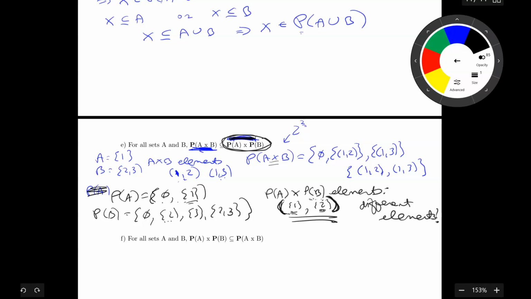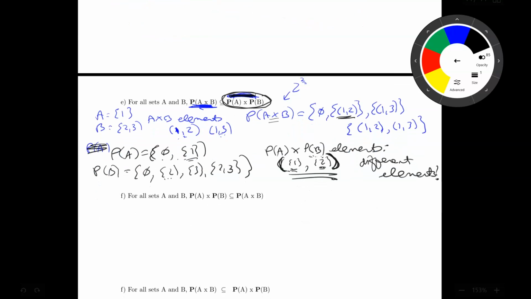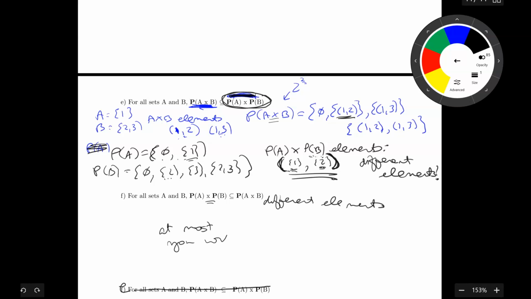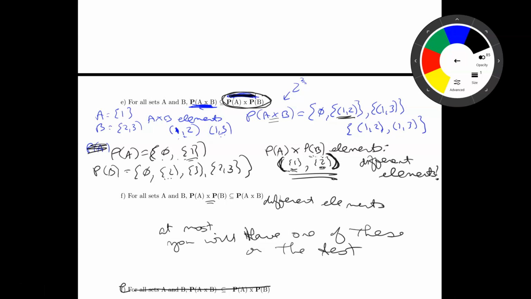So as soon as you write one element out and one of these elements out, you can say they are not the same. So you could just make an example. So they're different elements. Oh, and look at that, I put the same thing. This is E again, so you can just cross that right off. Okay, so you could have this one or this one. At most, you will have one of these on the test, right? Where you have to prove true or show with a counterexample.